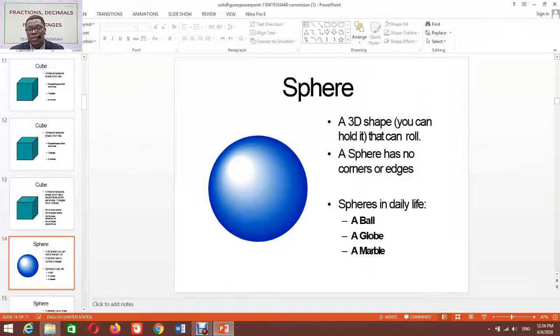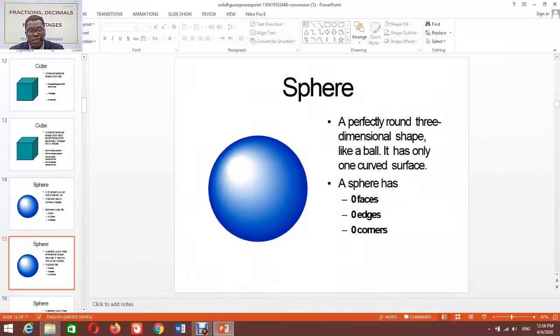A sphere. A sphere is a 3D shape, meaning you can hold it, that can roll. A sphere has no corners or edges. And spheres in our daily lives look like a ball. It also looks like a globe, and it also looks like a marble.